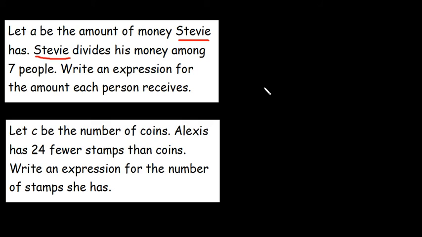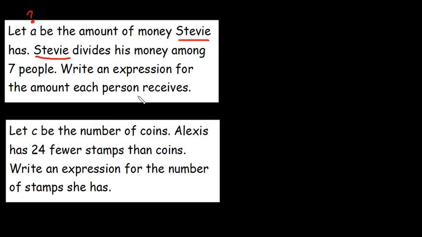Our problem says let A, and I tried to make that italicized so you can tell that this is the variable. This is what we don't know, whatever that number is. Let A be the amount of money Stevie has. Ooh, Stevie, you rich. Boy, you got some money. Uh-oh. Looks like you're giving it away. Stevie divides his money among 7 people. You must have owed somebody big time. Write an expression for the amount each person receives.